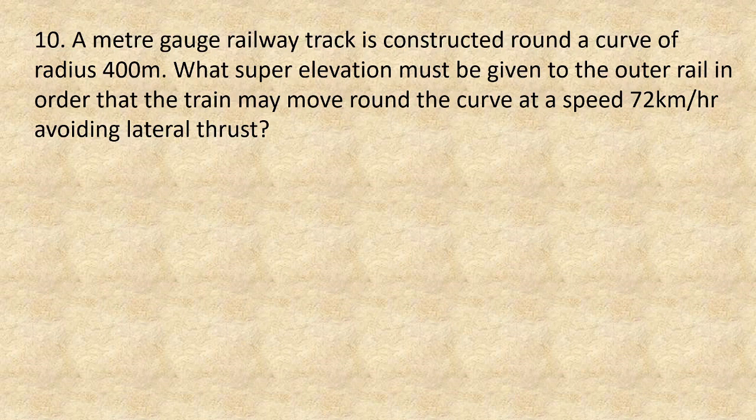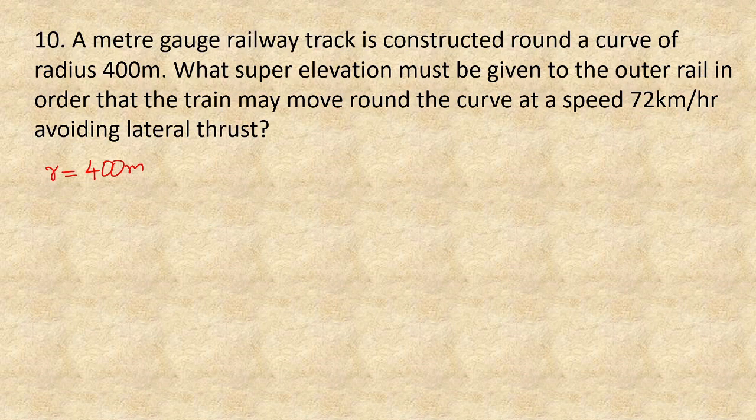Okay. What super elevation must be given to the outer rail in order that the train may move round the curve at a speed 72 km per hour, avoiding the lateral thrust? Here we can have the banking of rails. Okay, here there is a curve in the railway track. Here the radius of the curve is 400 meter, and we are asked to find the super elevation.